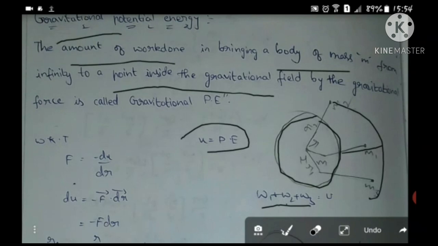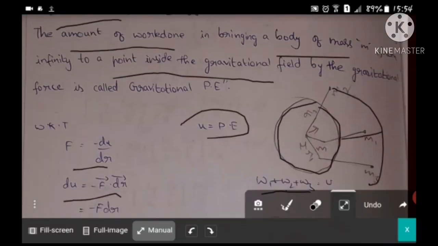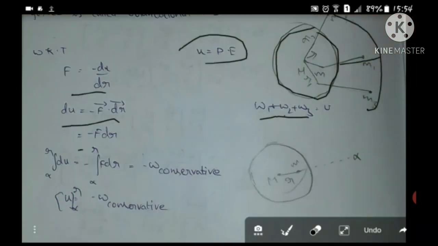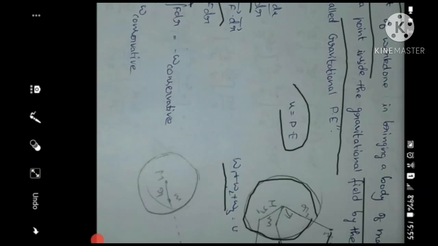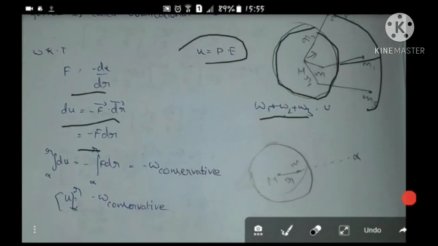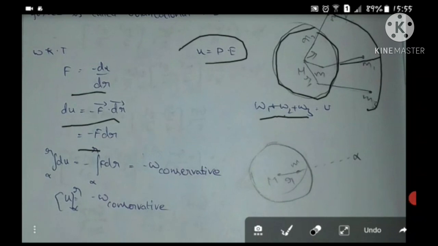Here we know that F is equal to minus dU by dr. Therefore dU is equal to minus F vector into dr vector, which is equal to minus F dr. If we integrate on both sides, here these particles are brought from infinity into the gravitational field. Here mass m is brought from infinity to inside the gravitational field and placed at a distance r from the center of the gravitational field. So we take the limits infinity to r.